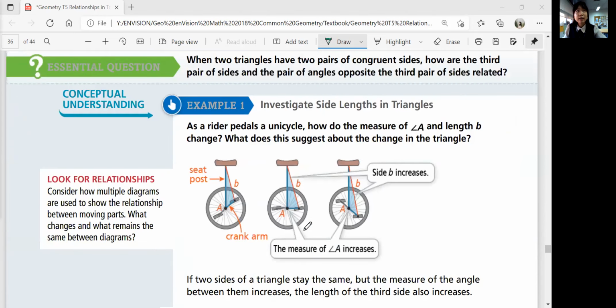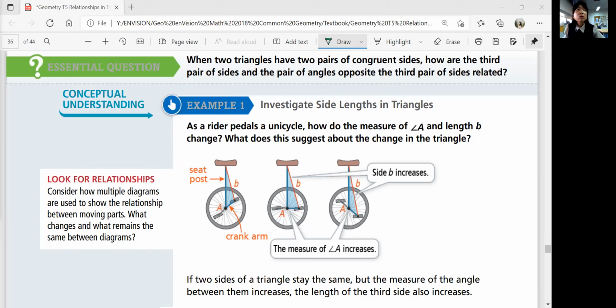Let's look at example 1. Investigate side lengths in triangles. As a rider pedals a unicycle, how do angle A and length B change? What does this suggest about the change in the triangle? If you have ever seen or ridden a unicycle, it's like a bicycle, except you just have one wheel and you balance yourself on it and you don't have anything to grab on. And it's fun, more compact, easy to carry.